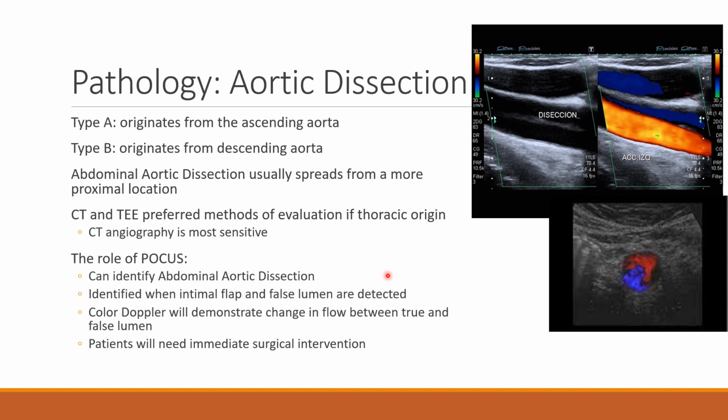Number two, we need to identify where the flap is, which part beyond that flap is the true lumen, which part is the false lumen. Color Doppler will be very effective in helping us do this. Whatever the problem is, this patient with an aortic dissection would need immediate surgical intervention.